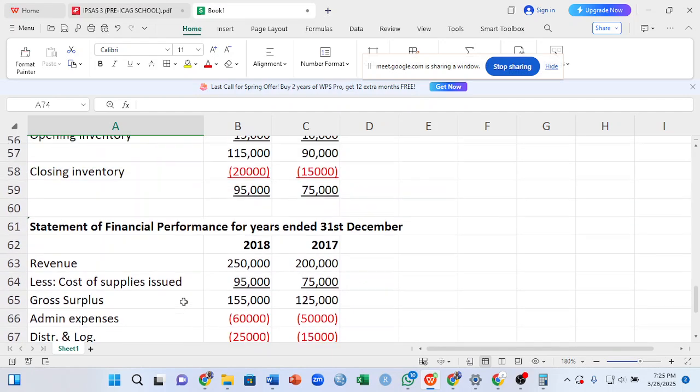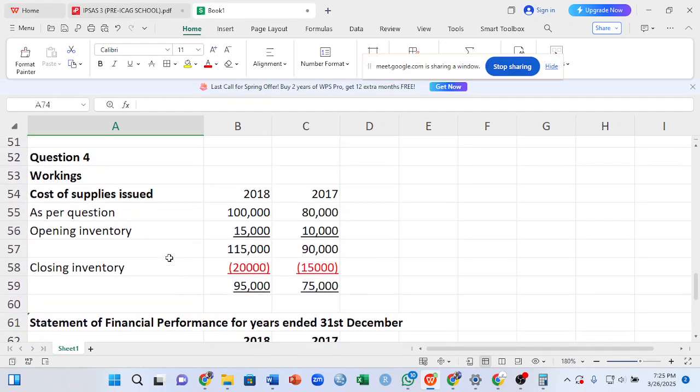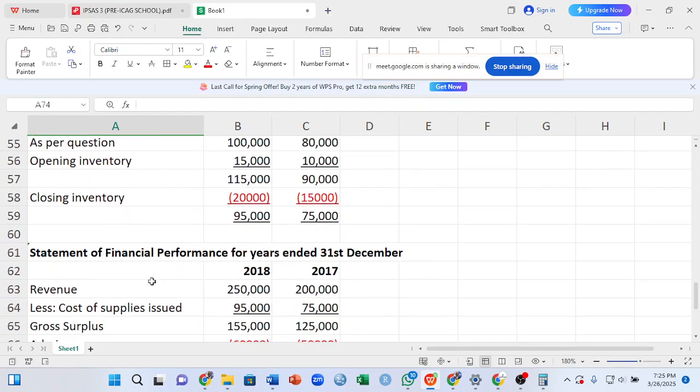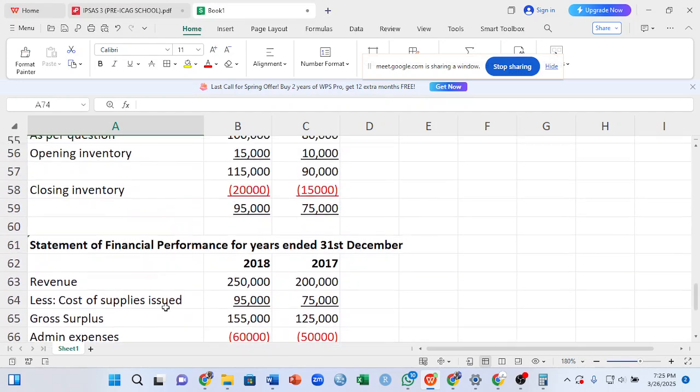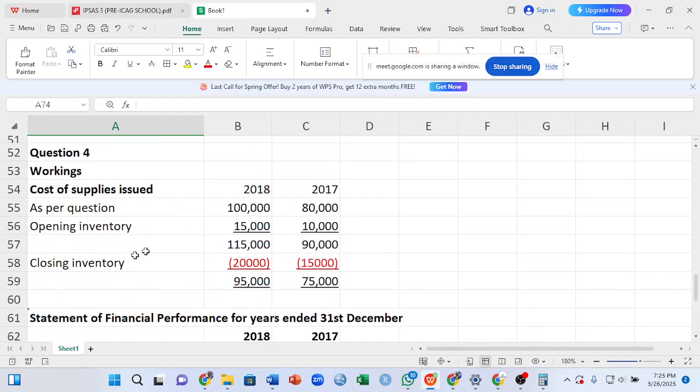So in correcting the prior period error, the inventory, we have to look at the opening inventory and closing inventory. And bear in mind here, you're adjusting it against accumulated fund, which is the same as your accumulated surplus over the period. You can combine the two and work with it, or you can do them separately. Should we do it separately or combine?